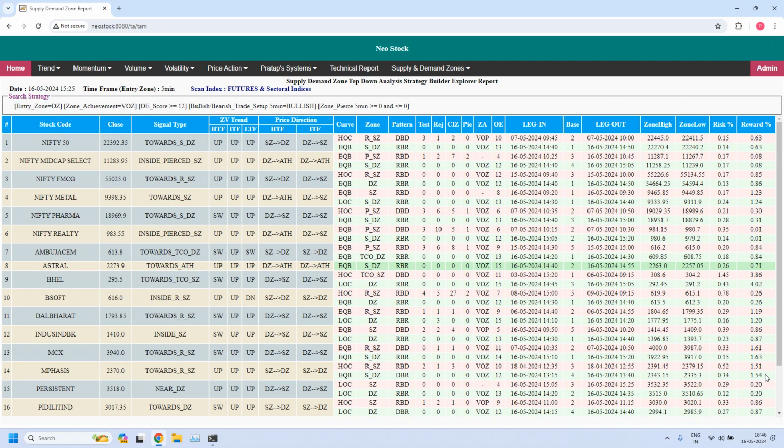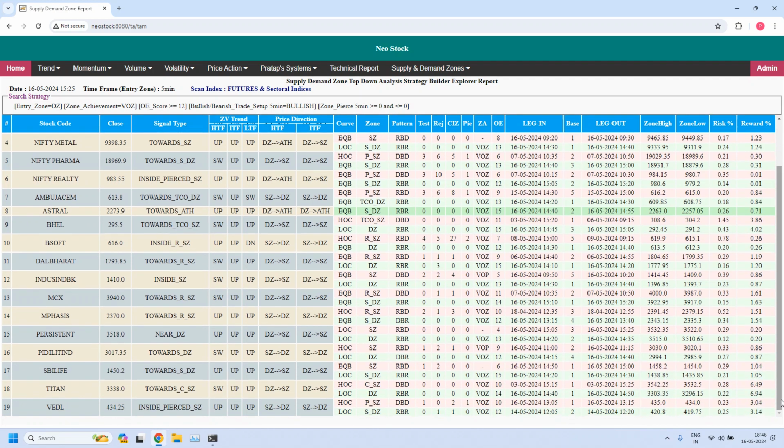So this is the hourly income trade bullish trade setup. Now let me scroll down. So total 19 stocks are filtered. These 19 stocks are supporting bullish trade setup for hourly income trade.